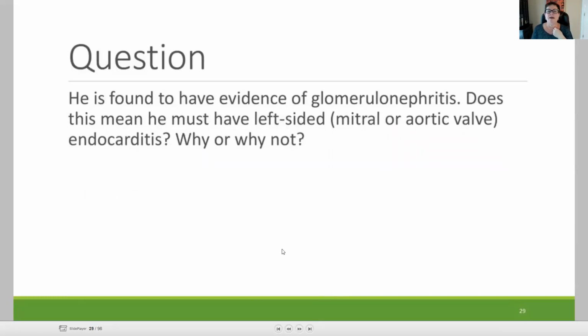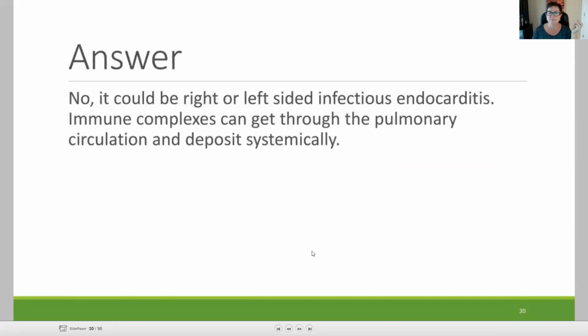So he is found to have evidence of glomerulonephritis. Does this mean he must have left-sided, meaning mitral or aortic endocarditis? Interesting question. So this patient develops glomerulonephritis. That obviously means he has had arterial supply with something in it. So the question is, does this mean he must have a left-sided endocarditis? The answer to that is no. It could be right or left-sided infectious endocarditis. Some of these immune complexes can get through our pulmonary circulation and then get deposited systemically.